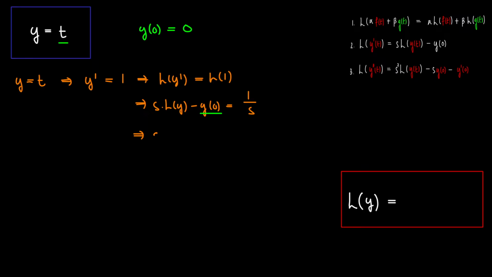So here you just get s times the Laplace transform of y minus 0 is equal to 1 over s. And again, dividing both sides by s, you get 1 over s squared is the Laplace transform of y in this case.